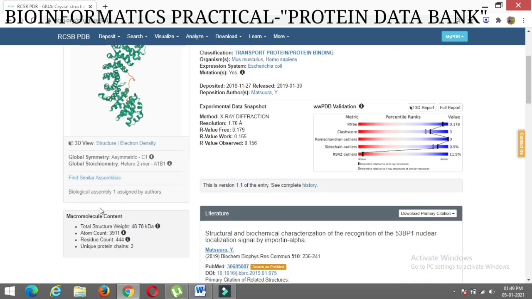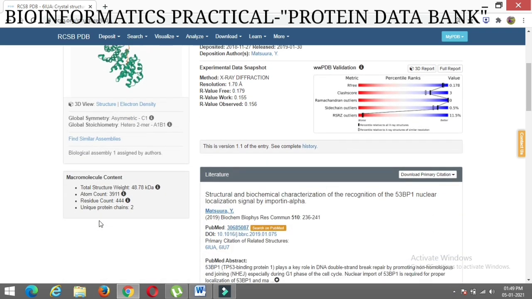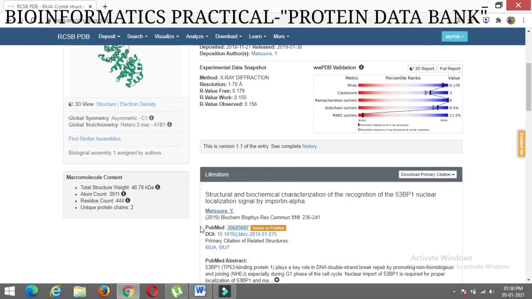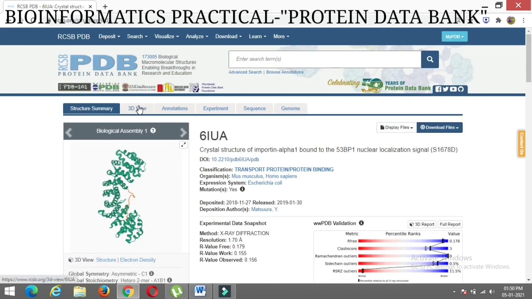Okay, so this is the macromolecular content. This protein contains two unique protein chains. Its molecular weight is 48.78 kilodalton. Its atomic count is 3911 and residue count is 444. This TP53 structure has been revealed by a biophysical technique, which is the X-ray diffraction method. Now we will see its 3D view.